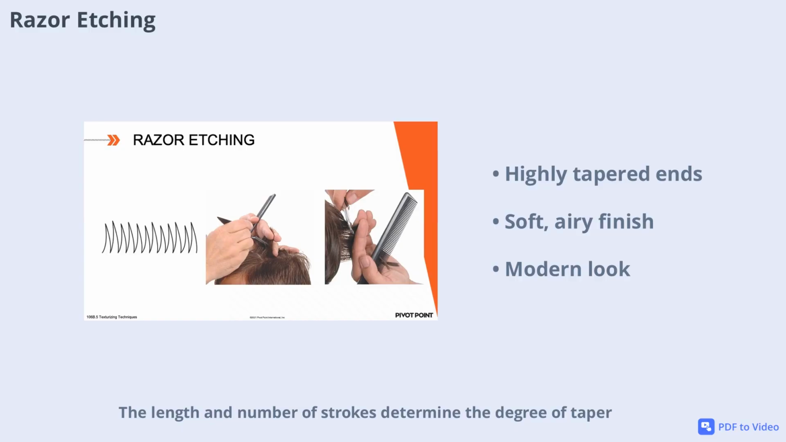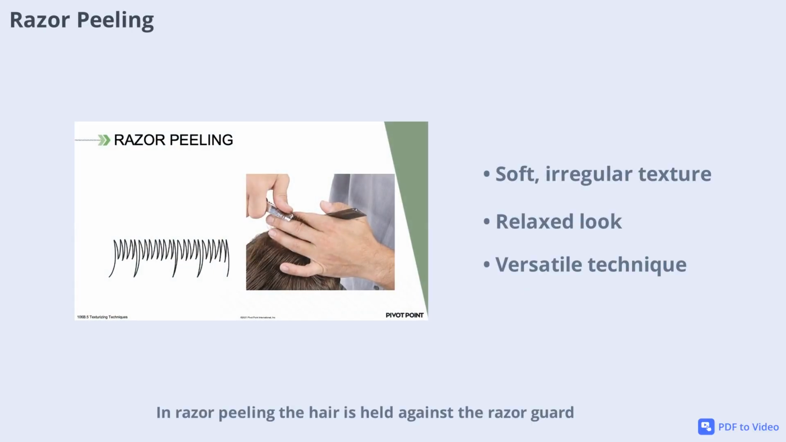The length and number of strokes determine the degree of taper. This technique is great for adding softness and a modern, airy feel to the hairstyle. In razor peeling, the hair is held against the razor guard with the thumb while pulling away from the head. This technique creates a soft, irregular end texture and can be used as a primary method or in specific areas for added interest. It's ideal for clients seeking a more relaxed, lived-in look.